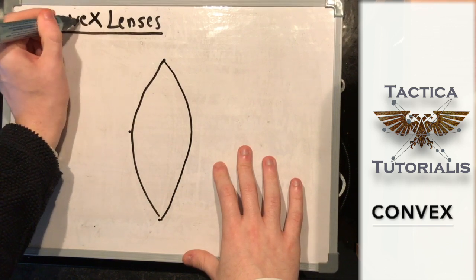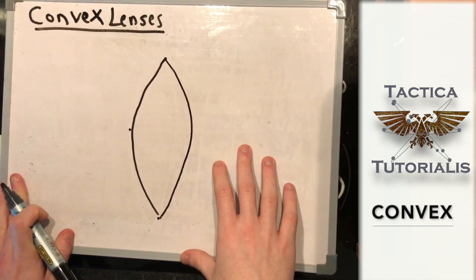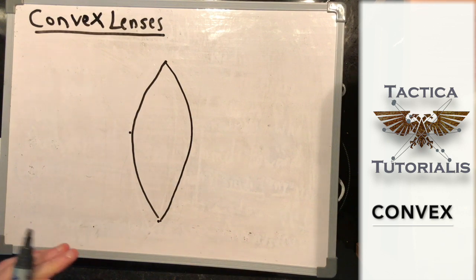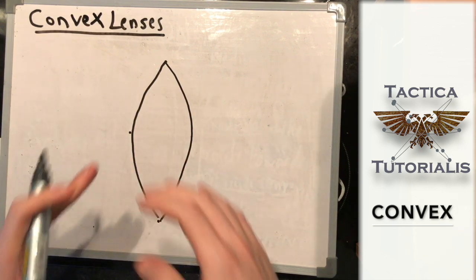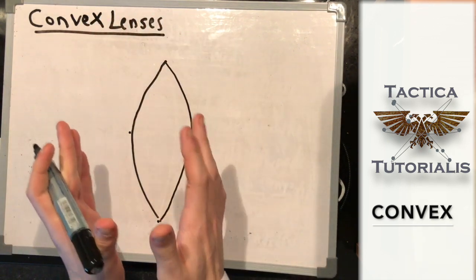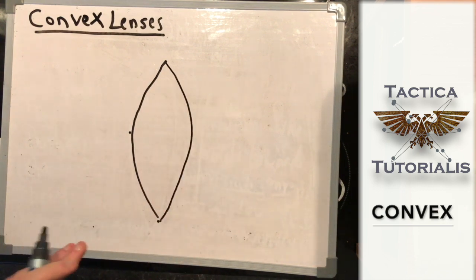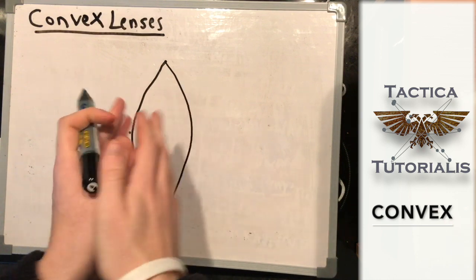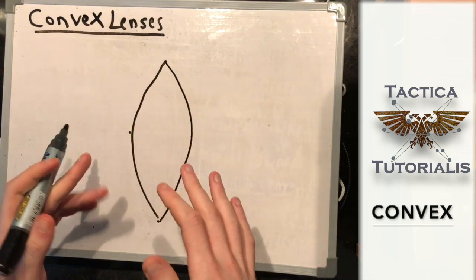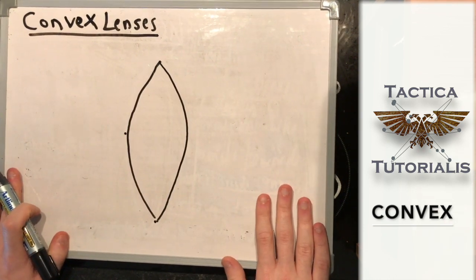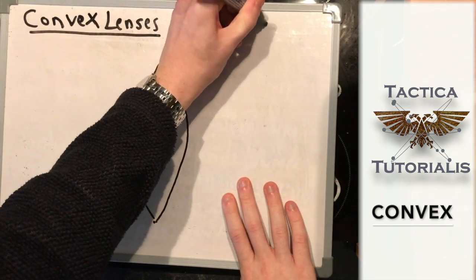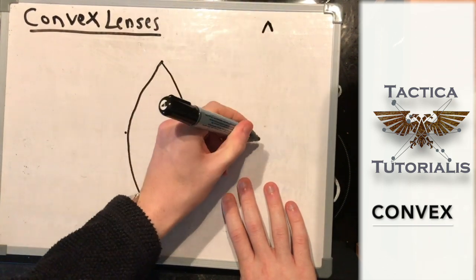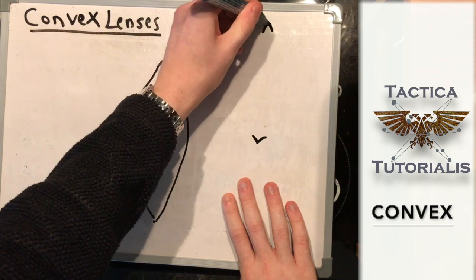C-O-N-V-E-X, convex lenses. So a convex lens expands outwards at the center, if you want a way to think about it. So you have an expansion of the lens, meaning it is fatter at the center. If you were to draw this in a ray diagram, you would also see it drawn, and you should probably know this, drawn like this.